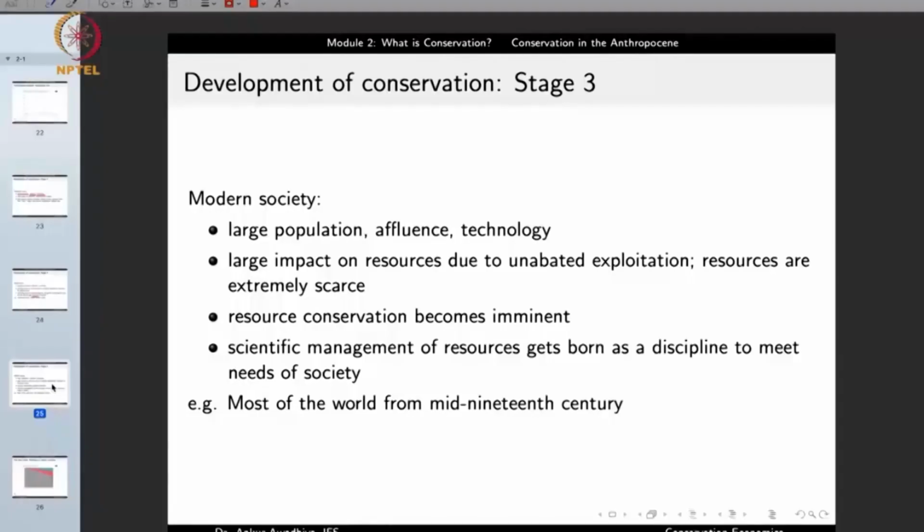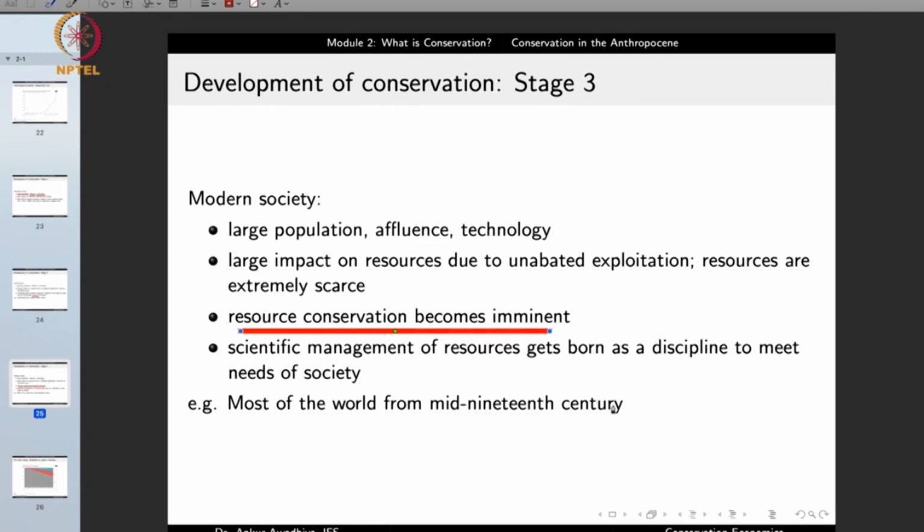Now, we do not have any more land to bring to the empire. What do we do now? There is a large impact on resources because of unabated exploitation. The resources are extremely scarce, but there is no more land to bring into the fold. There is no more land to exploit. And so resource conservation has become extremely imminent because we do not have any other option.